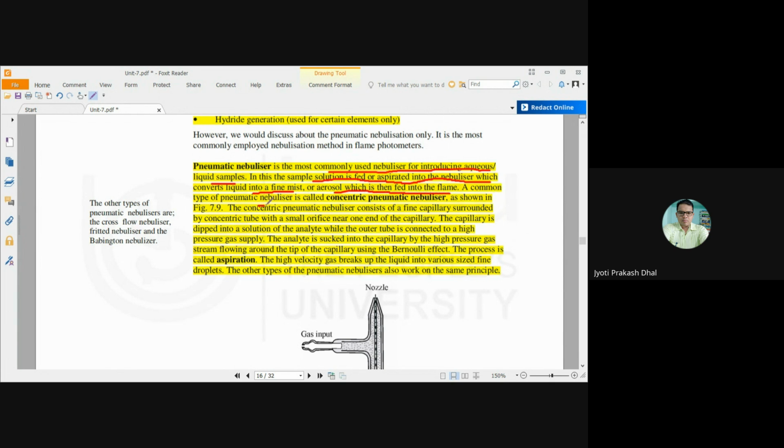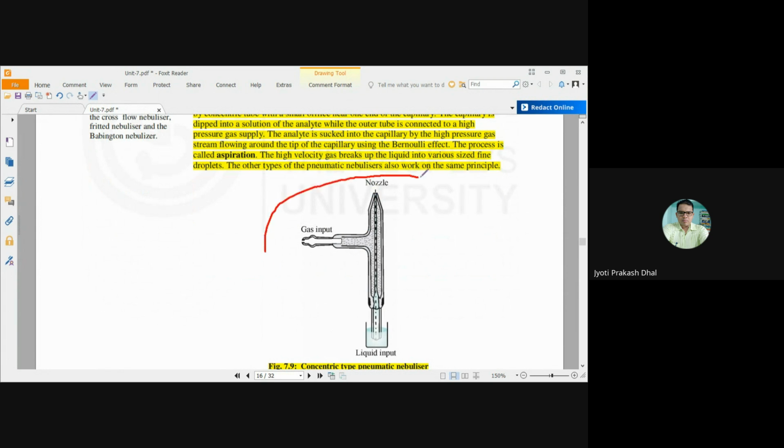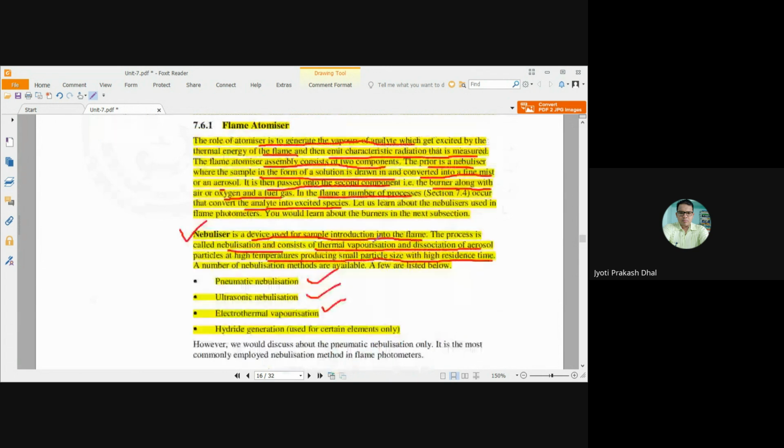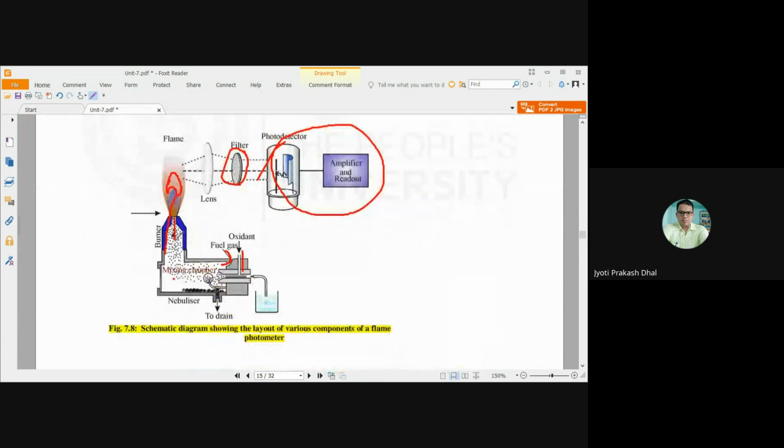A common type of pneumatic nebulizer is the concentric pneumatic nebulizer, as shown in the figure. Here the liquid input will be there. The liquid containing the analyte salt is passed into the nebulizer, and here the gas input, that means the oxidant gas, is introduced, and after that it is aspirated through the nozzle to the flame. This is present inside the burner at this position, so that is the nebulization position.